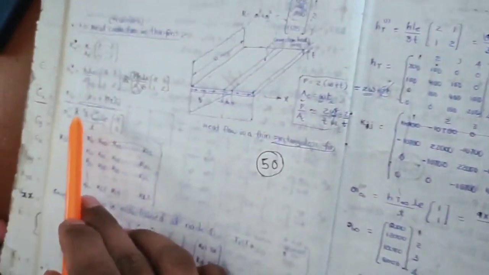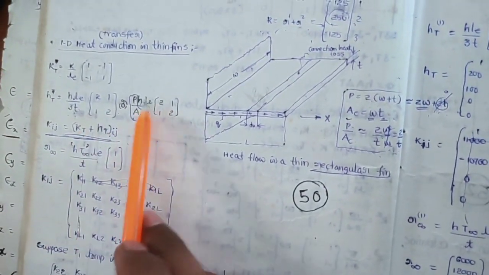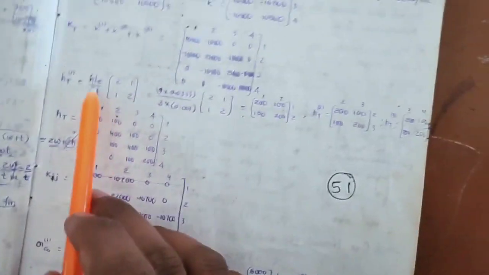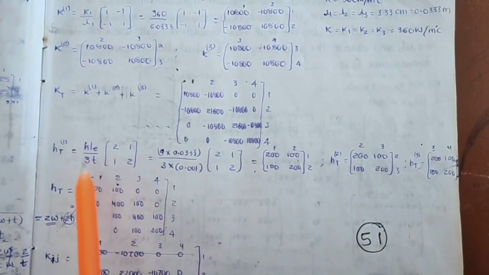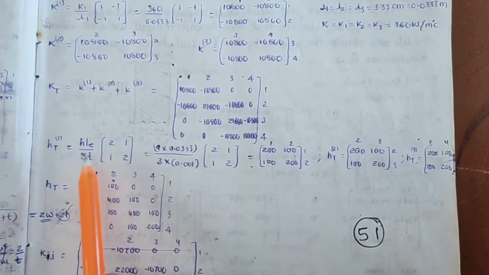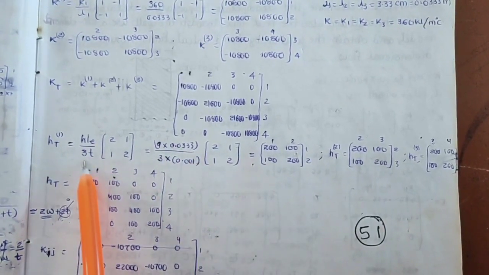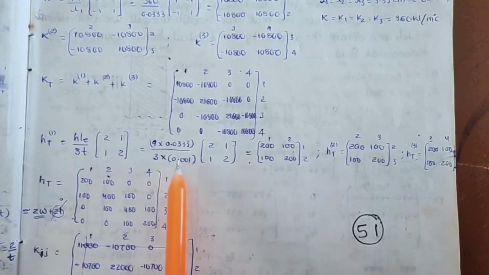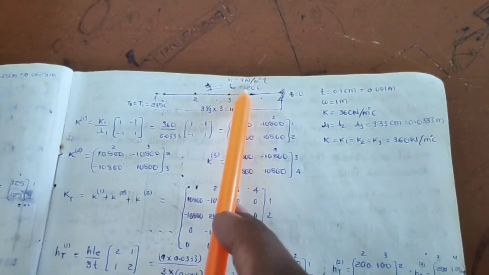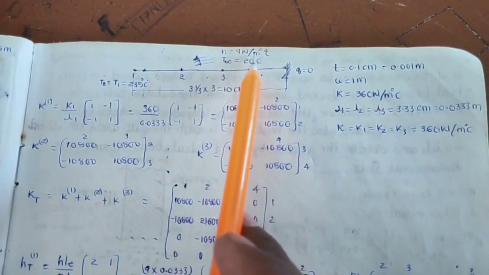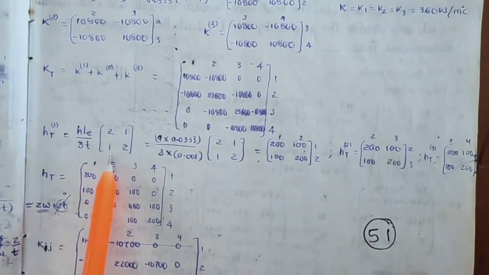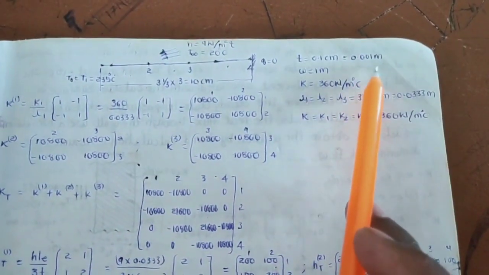Similarly, you have to find out the HT. I already discussed it here. The HT formula, H LE by 3T, or you can use this one. Here the thickness is given. So you are considering the H LE by 3T, 2, 1, 1, 2. You know H, LE, 3, T. Where H is equal how much? Here it is 9 watt per meter square degree centigrade. That's why you are taking the H value. LE is here, and the thickness T is equal to 0.001 meters.